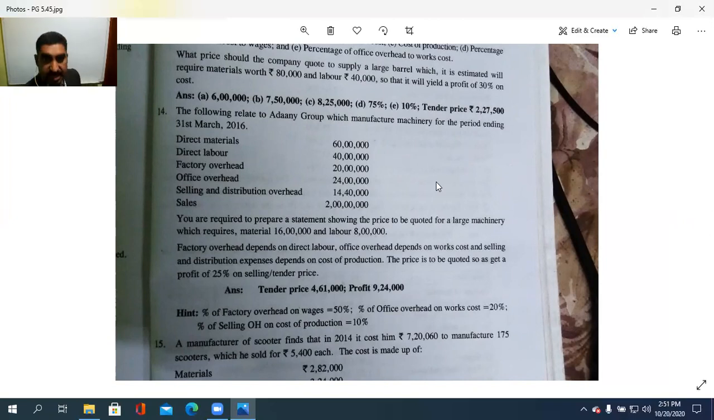Direct material is 60 lakh, direct labor is 40 lakh, then factory overhead is 20 lakh, office overhead is 24 lakh, selling and distribution overhead is 14,40,000 and sales is 2 crore. You are required to prepare a statement showing the price to be quoted for a large machinery which requires material 16 lakh and labor 8 lakh.